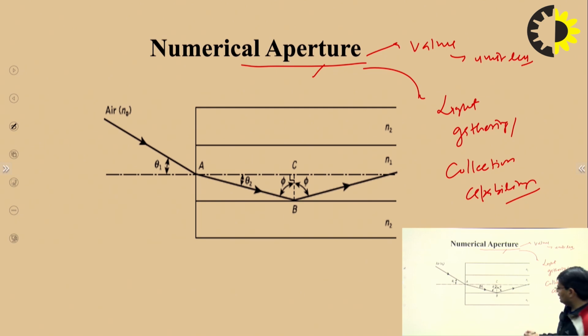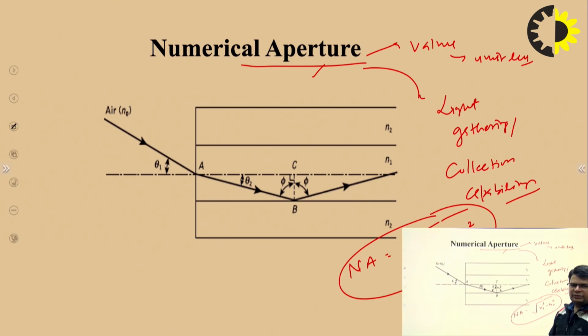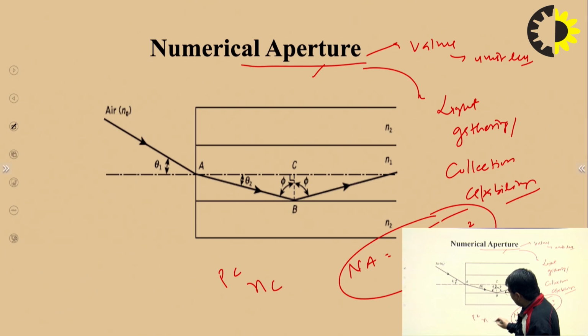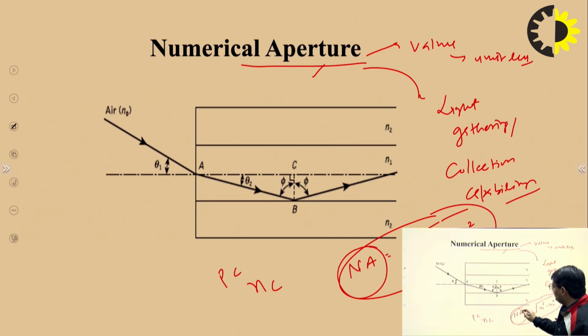And numerical aperture simply depends upon the refractive index of the core and cladding. So we can calculate the numerical aperture here. Basically this signifies the light gathering or collection capability of the fiber. So generally while calculating the power coupled inside the fiber or calculating the coupling efficiency, that is represented in terms of this numerical aperture.